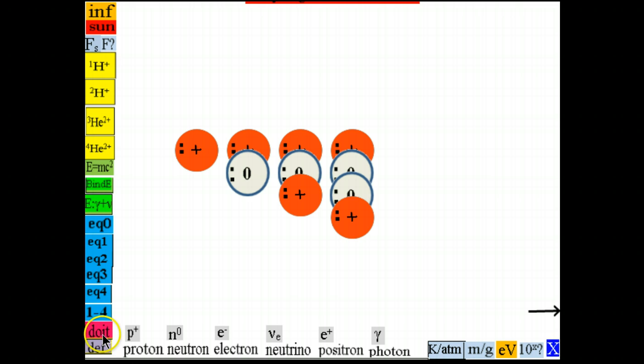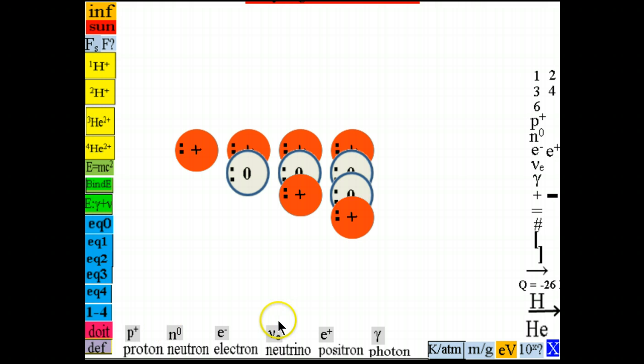Practice this again by double left click, do it, and then you can pull over the information you need. We need for this P plus, and to indicate that it is a nucleus, we put a bracket around it. This obviously is a neutron and a proton, so we indicate it by putting a bracket around it. That means it is in the nucleus.